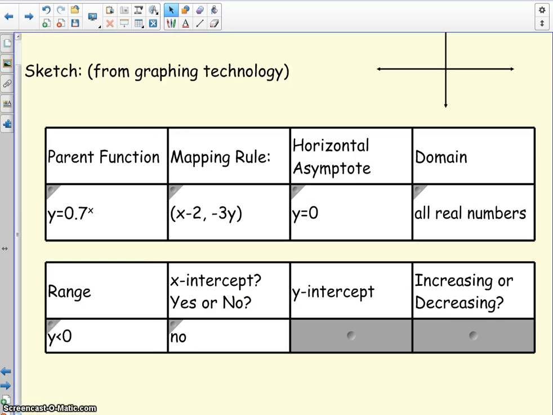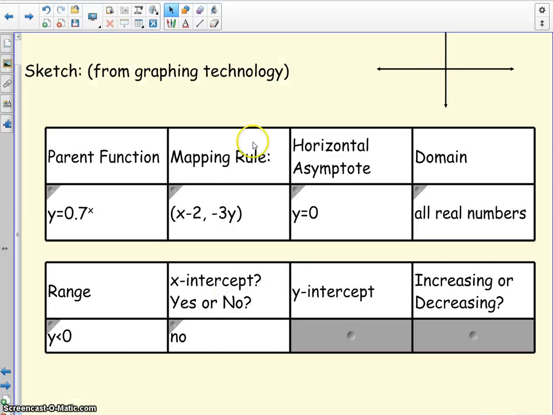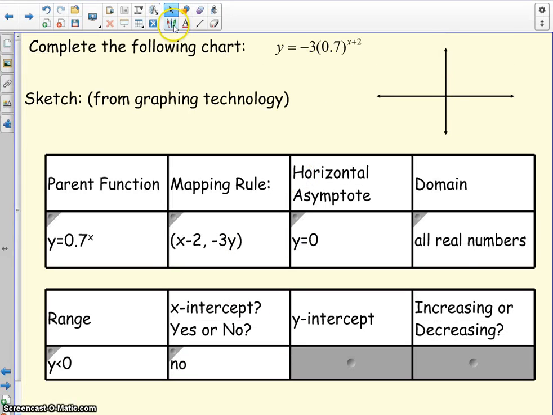Okay, for the y-intercept, let's see if we can get it from the graph here. So it's negative 1.47 about. Again, we could also calculate that by putting in x equals 0 into the equation. So we could put in right here, negative 3 times 0.7, x equals 0, 0 plus 2 is 2. So if you do 0.7 squared, that's 0.49 times negative 3. That gives you the y-intercept of negative 1.47.